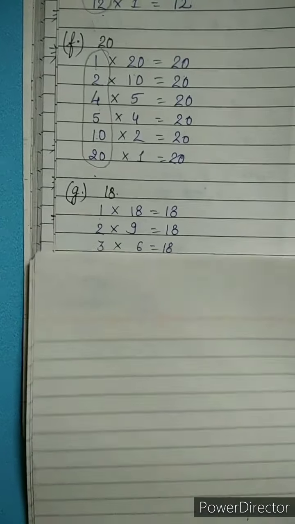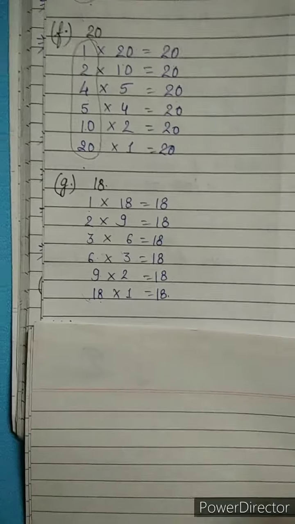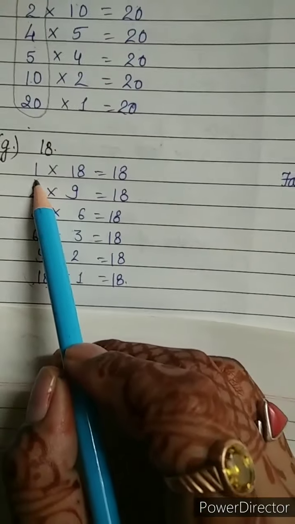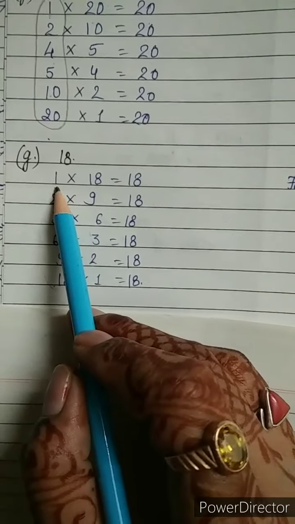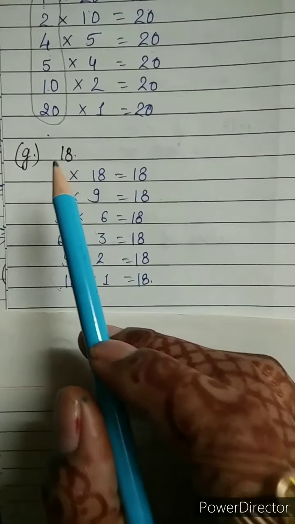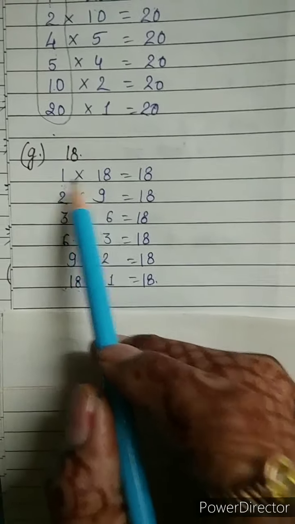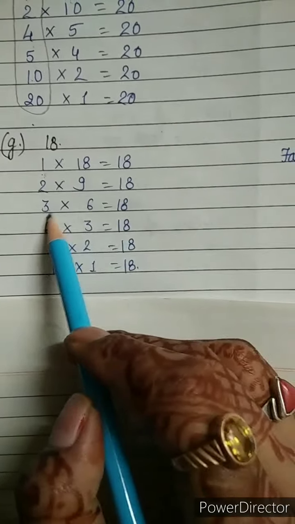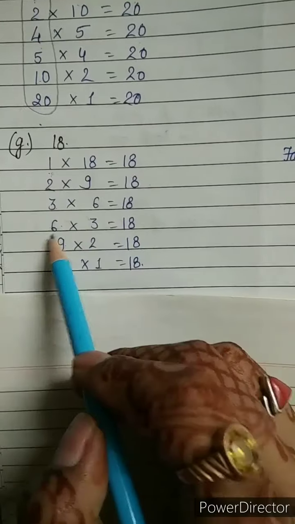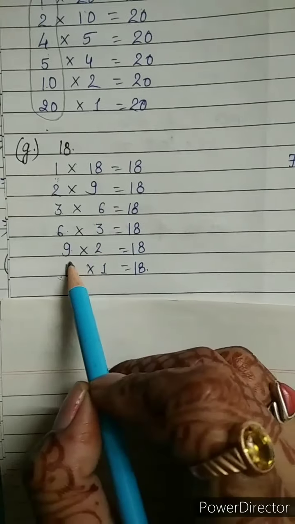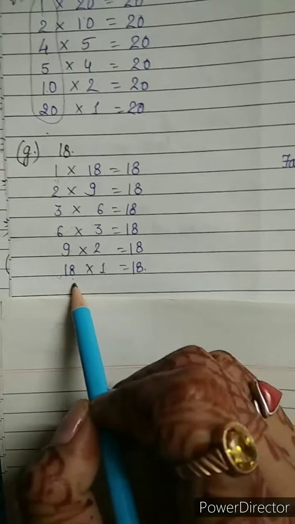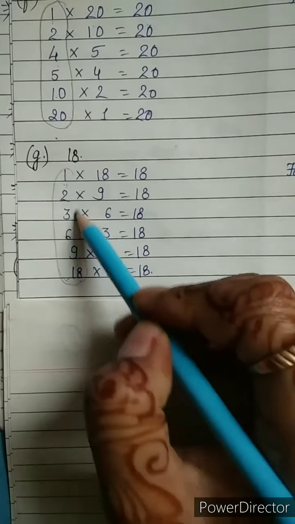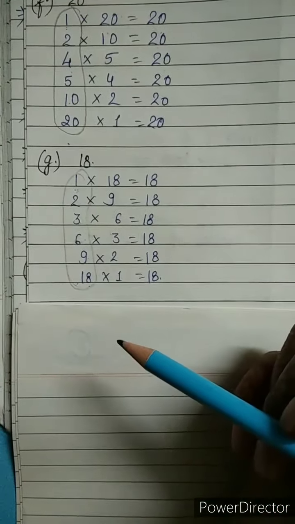Next question is G. In the table of 1, always remember we have to start with 1 because we already studied the properties. 1 is a factor of every number. So 1 18 is 18, 2 9s are 18, 3 6s are 18, 6 3s are 18, 9 2s are 18, and 18 1 is 18. So 1, 2, 3, 6, 9 and 18 are the factors of 18.